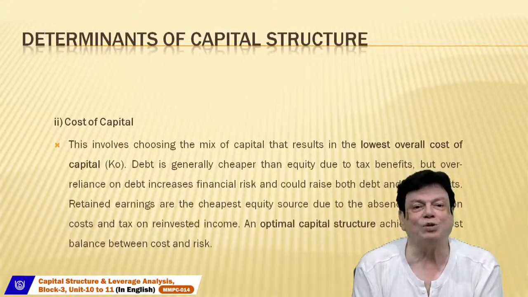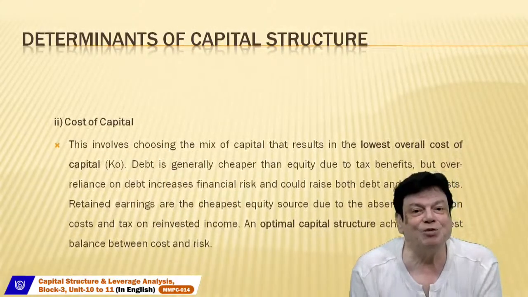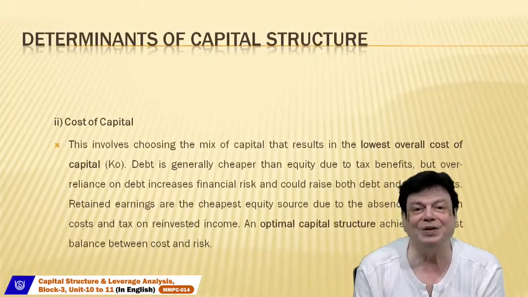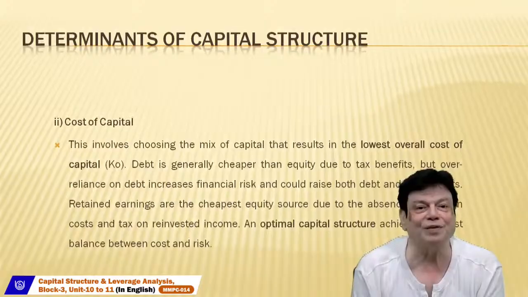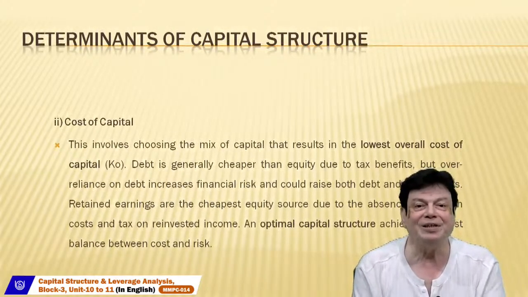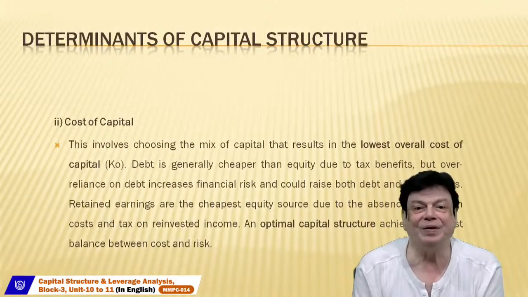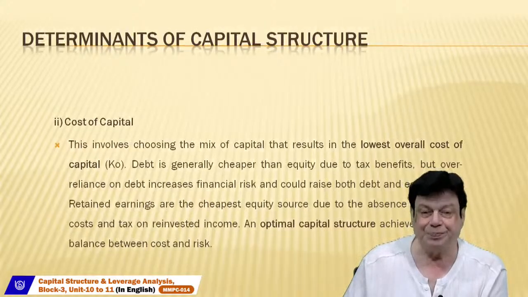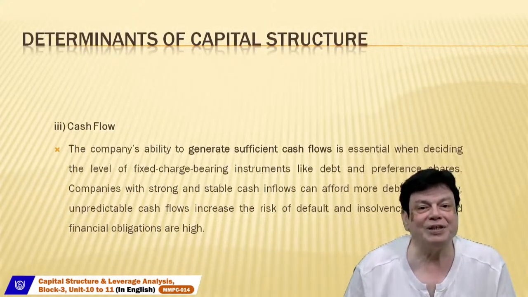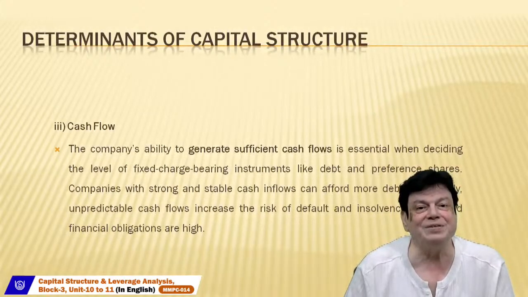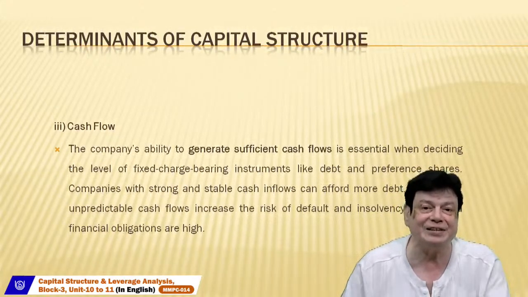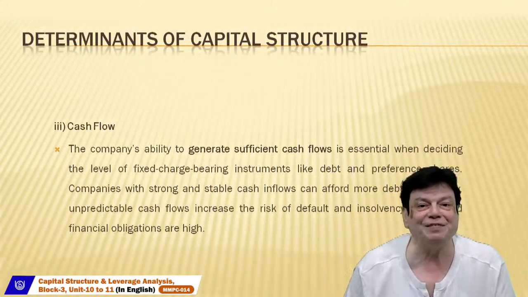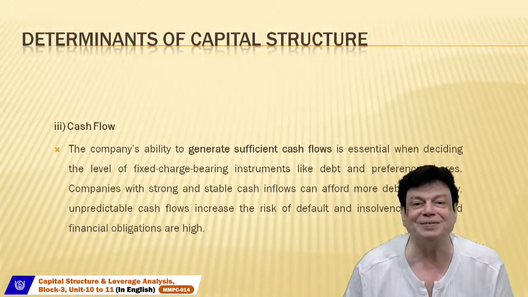Now next point is cost of capital. This involves choosing the mix of capital that results in the lowest overall cost of capital. Debt is generally cheaper than equity due to tax benefits. Next point is cash flow. The company's ability to generate sufficient cash flows is essential when deciding the level of fixed charge bearing instruments.